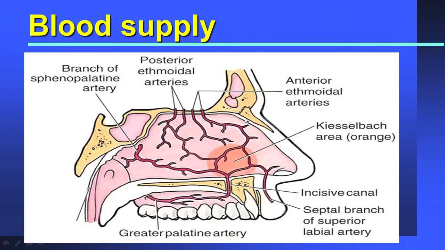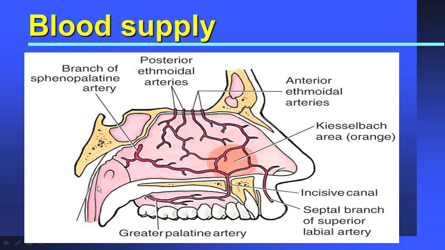In talking about the blood supply, which really is key to understanding the underlying cause of nosebleeds, we can visualize in this illustration both the anterior blood supply and the posterior blood supply. So when talking about the vast majority of nosebleeds, we're talking about anterior nosebleeds, which are located at what's called Kiesselbach's plexus or area, and it's the confluence of blood vessels from the ethmoidal arteries, in particular anterior ethmoid arteries, as well as septal branches of the greater palatine artery.